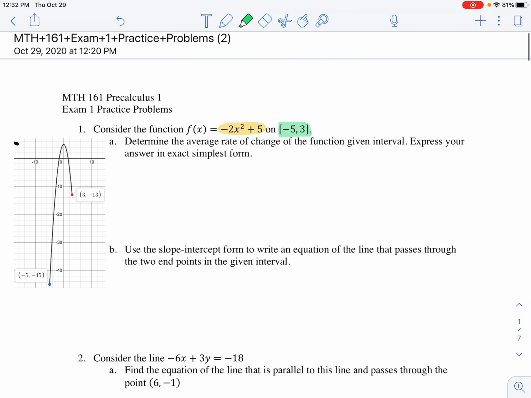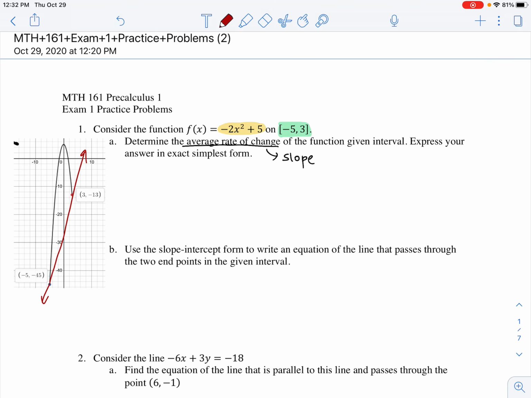They want you to find the average rate of change. What is that really? They want you to find the slope, guys. They want you to find the slope of the function given that interval. So let me try to draw a straight line, as straight as possible. It would be nice if I could have a ruler. Okay, so we're trying to find the slope of that red line. That's what we are doing, right?